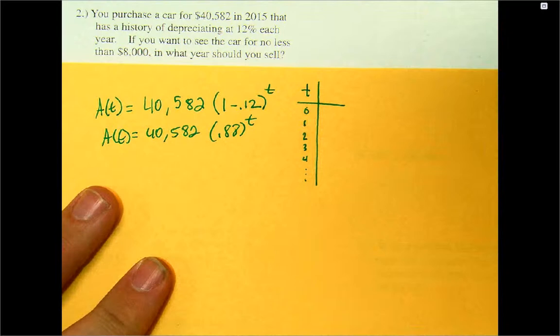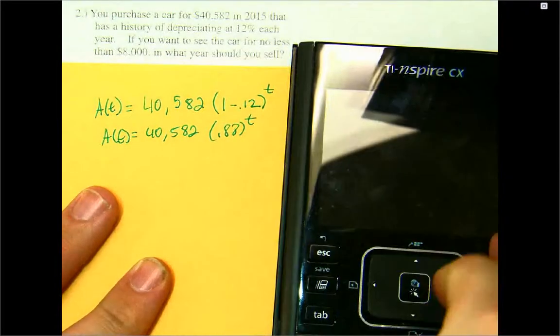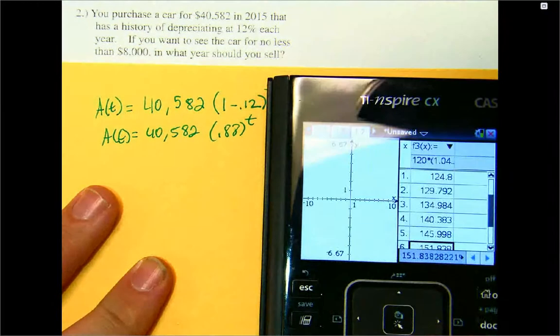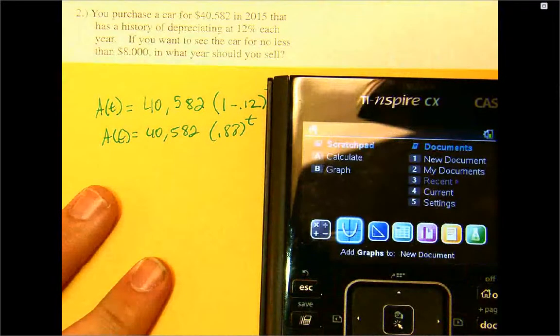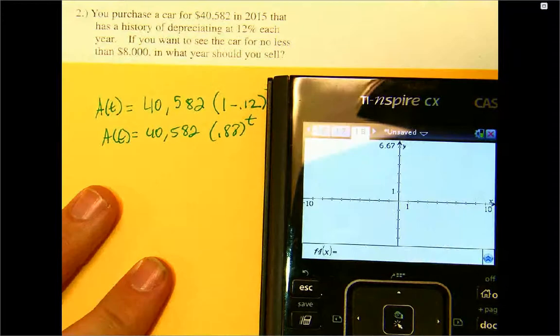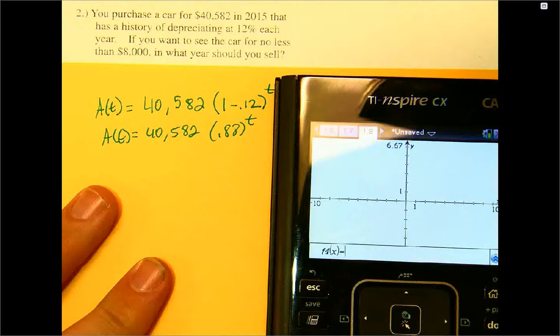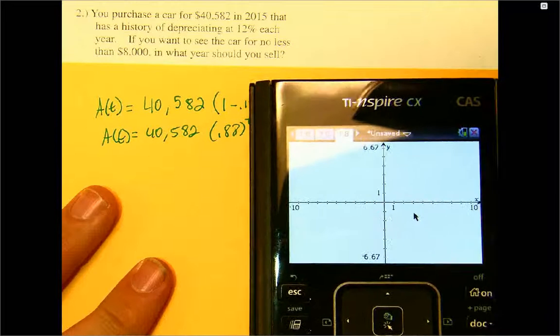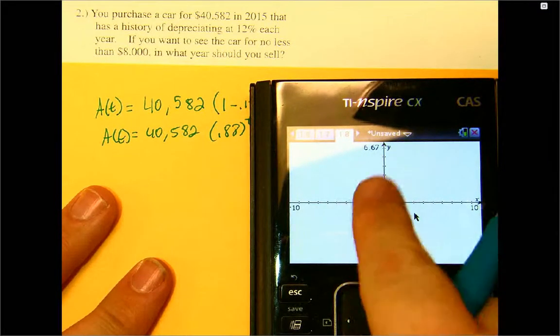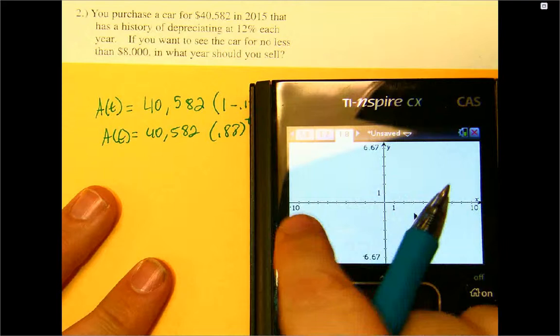That means you just go into your calculator, and here's a really cool thing that you can do. If you take the graph and plug in this function, 40,582 times 0.88 to the x power, and graph it, it's not going to be on there at all, because this goes to almost 7, 10, negative 7, 10. Doesn't do anything like that.